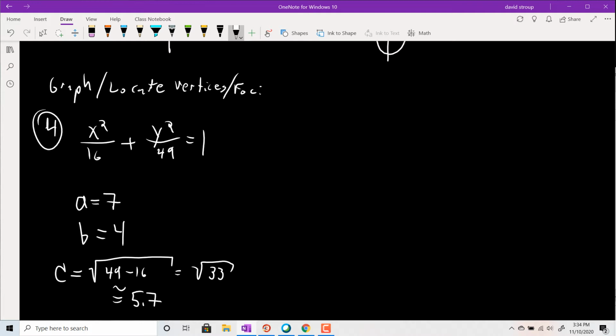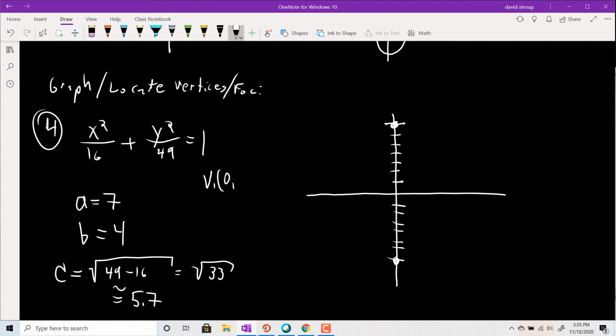Okay, so going ahead and drawing it, I note the orientation is with the major axis on the y-axis. So the a value is 7. 1, 2, 3, 4, 5, 6, 7 is right here. And then 1, 2, 3, 4, 5, 6, 7 is the other vertex. So vertex, I guess call it 1, is 0, 7. Vertex 2, 0, negative 7.